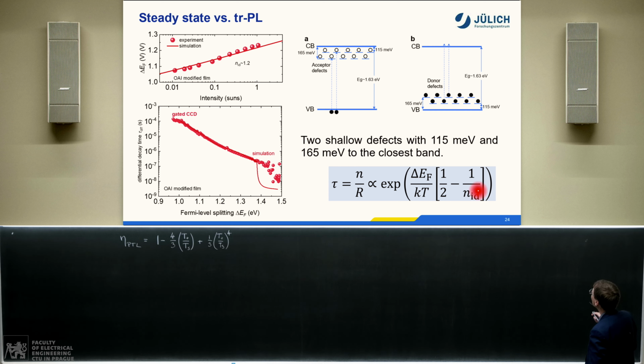If we have here a 1.2, then it's 1/2 minus 1 over 1.2. So that's something that's neither 0 nor 1/2. It's a weird slope, but it also means it's something that is negative. That means when the Fermi level splitting goes down, it just continuously increases. Do you see what I mean?